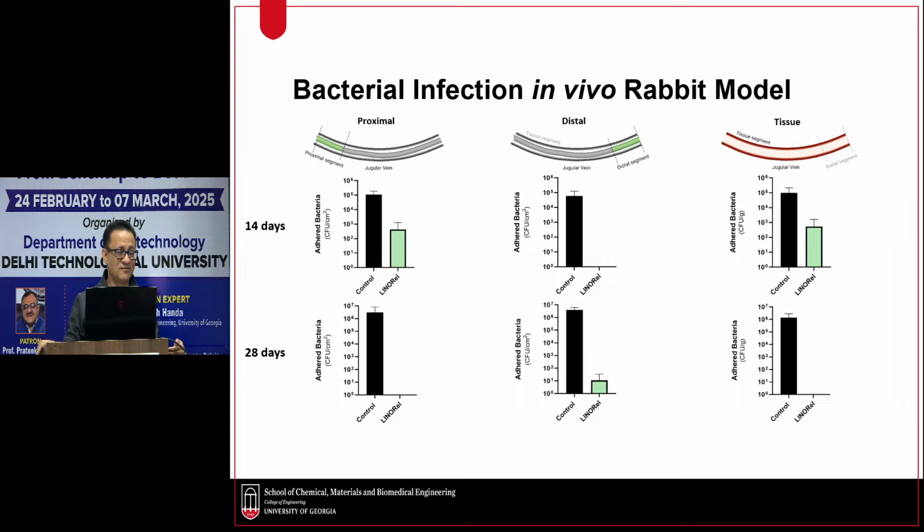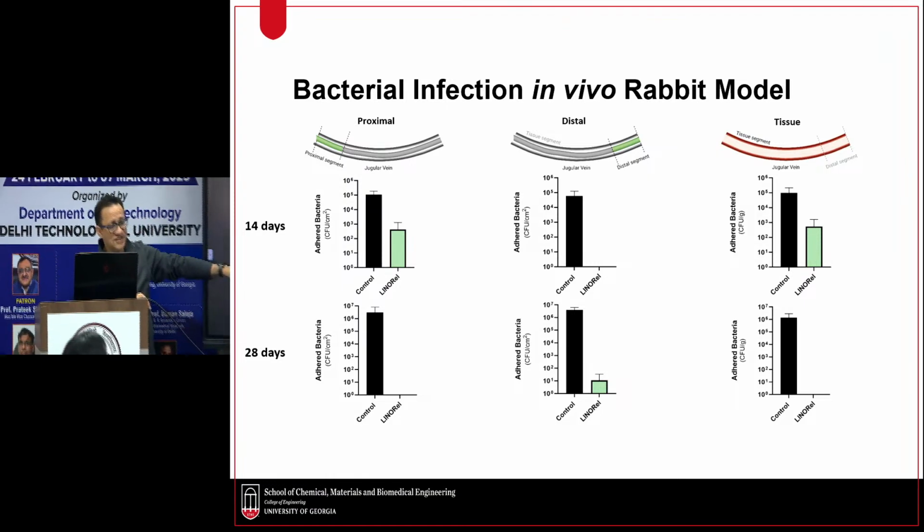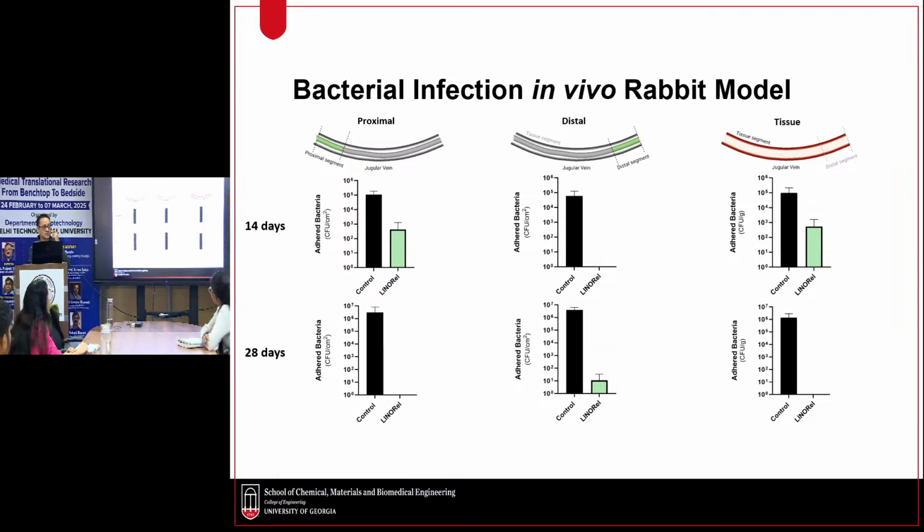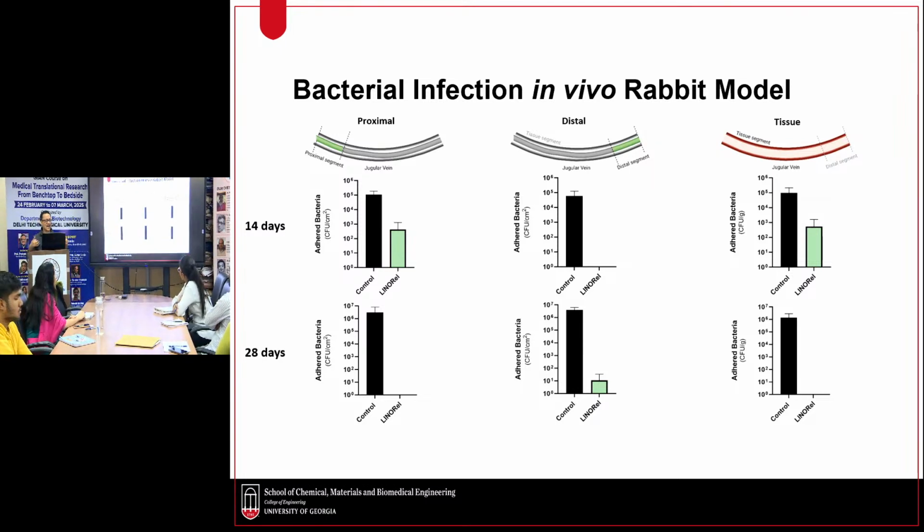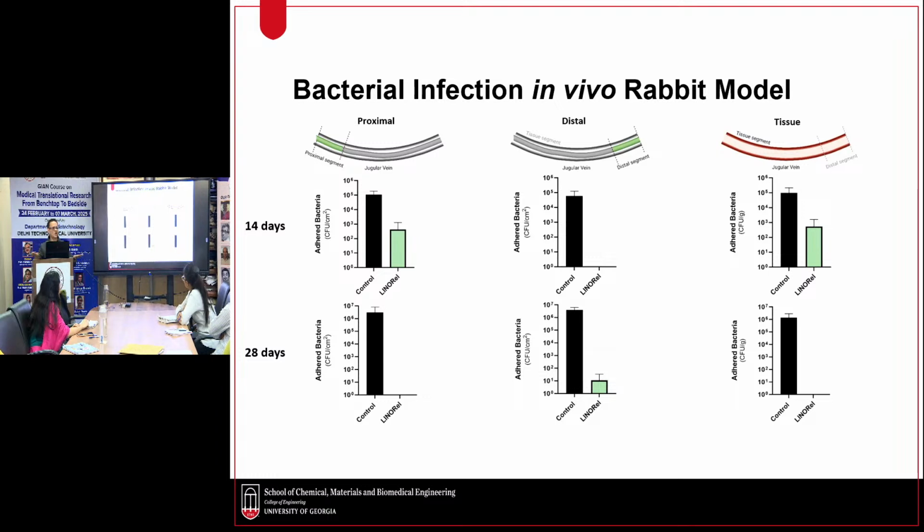I almost didn't believe it, but we did N of 4 or N of 5. So there are 4 control catheters, 4 are lineural catheters. So basically, when the catheter was inserted, we took pieces from both ends of the catheter, the one that was near the skin and the one that was closer to the heart, and the tissue also, and we homogenized it and looked for infection. At 14 days we saw almost no infection on one of the ends and some infection on the proximal end and some infection in tissue. But for 28 days, almost no infection anywhere. So over the 28-day period, our catheters fought that infection and just killed all the bacteria.